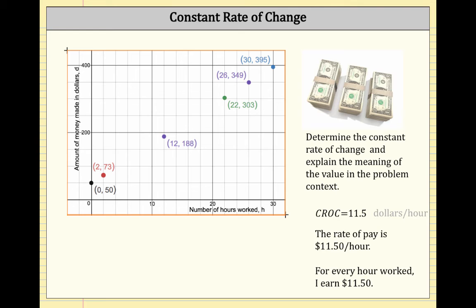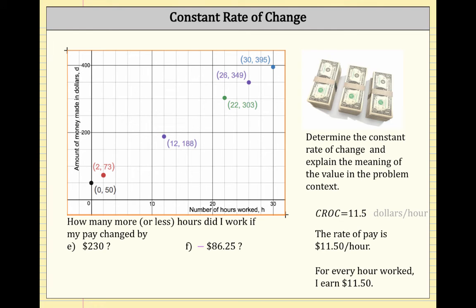There's one other question we can take a look at, which is, let's look at it in relation to money. How many more or less hours did I work if my pay changed by 230? That's for part E. And for part F, negative 86.25. We're going to use the same strategy, but notice now we're talking about the change in money and not the change in time. So again, delta D is equal to the constant rate of change times delta H. For part E, we're using delta D, which is something we do know. So delta D is 230 because I made $230 more. And that is 11.5 times delta H. So doing a little bit of arithmetic, we end up with delta H is equal to 20.